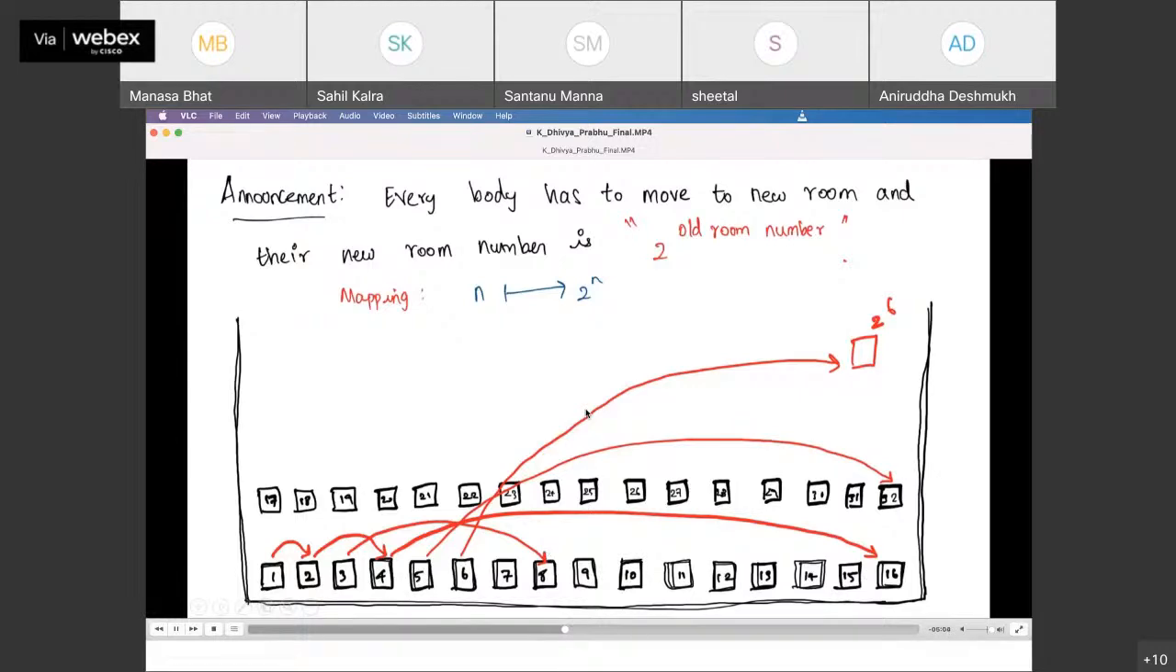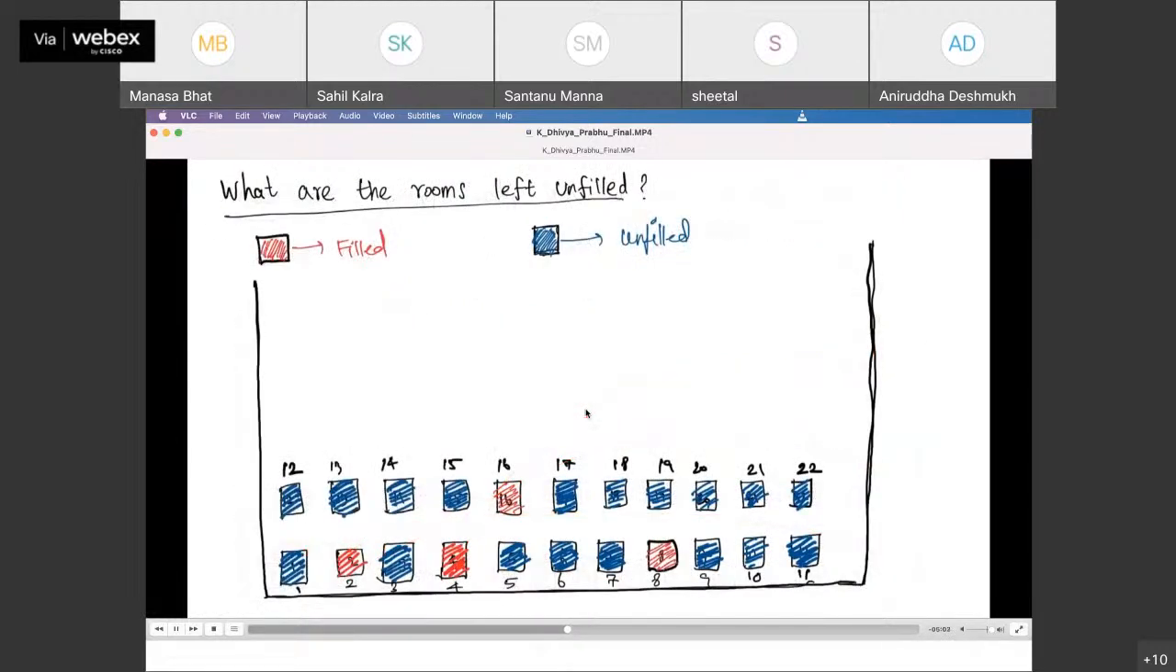And what is the use of this process? This is the use: now all odd rooms are vacant. Because anyway people are going to shift, and the room numbers they are going to shift to are all powers of 2. So 2, 4, 8, 16, 32, and so on. Powers of 2 are all filled, and all the remaining rooms are vacant. Obviously 14 is also vacant, but the key observation is that all odd rooms are vacant.